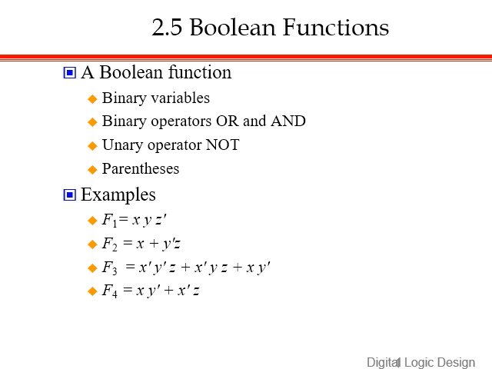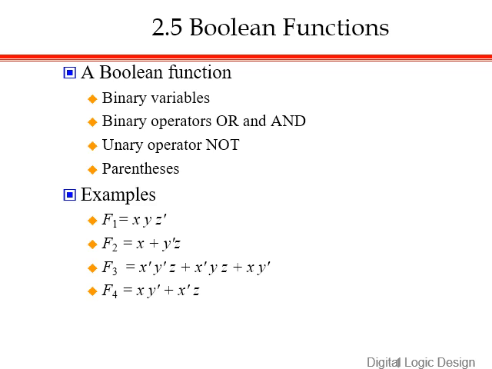Similarly, for x prime y z, the value of x should be 0, y should be 1, and z should be 1. And for the other combination x y prime, the value of z can be 0 or 1, but the value of x should be 1 and y should be equal to 0 for f3 equal to 1.